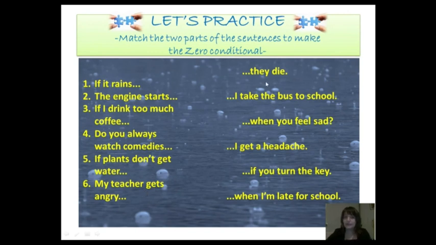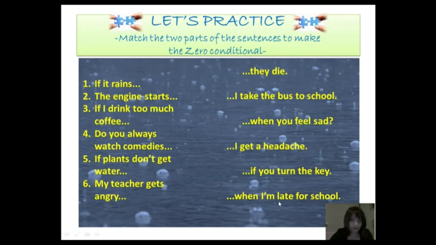And on the other side we have they die, I take the bus to school, when you feel sad, I get a headache, if you turn the key, when I'm late for school.